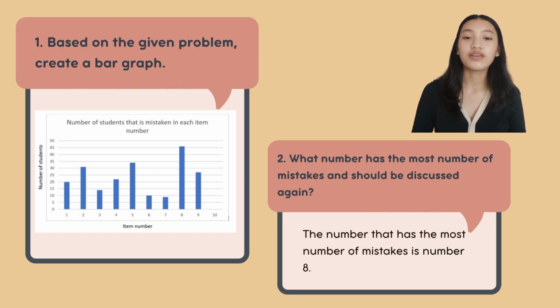Then for question number 2, which asks what number has the most mistakes and should be discussed again, based on the bar graph, we can see that number 8 has the highest number of mistakes, with 46 out of 50 students making a mistake. Therefore, this item needs to be discussed again with the students.